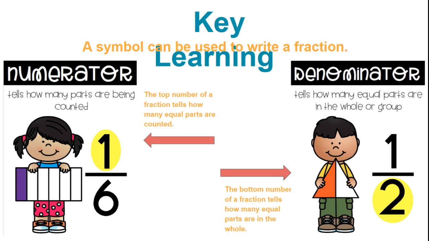You see the boy is holding a triangle, so there are 2 equal parts in his triangle, that's why the number is 2, but 1 is colored, okay? And we talked about this yesterday. The girl has 6 equal parts, so her long rectangle has been split into 6 smaller rectangles, but only 1 is colored, okay? So we're counting 1 on both.